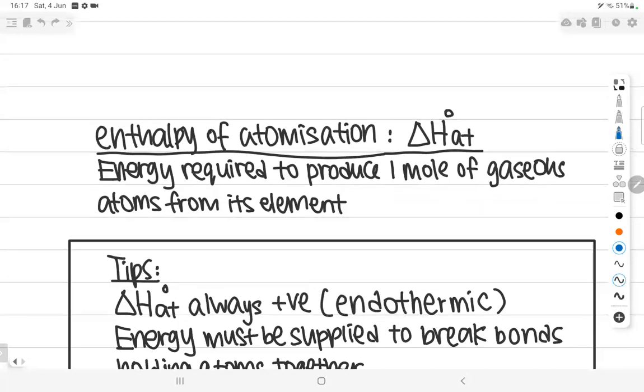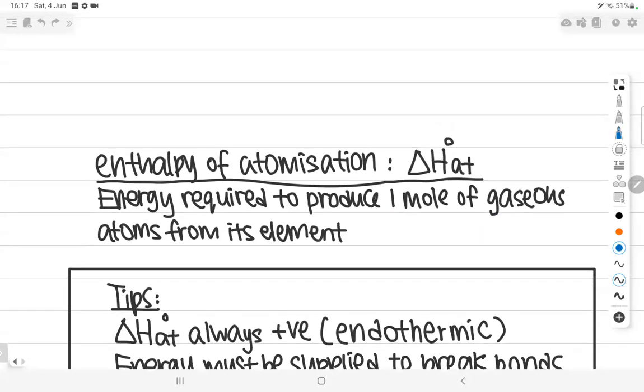Up to this point, do you understand what I've taught you so far about enthalpy of atomization? Okay, good, thank you for responding. It's not very hard. The idea is very simple. Atomization, we want to get the gas atom.